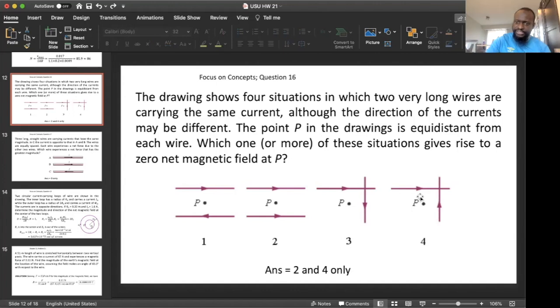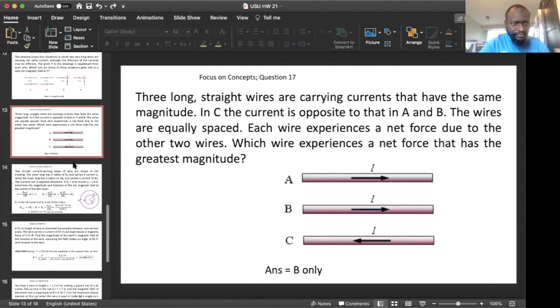So don't confuse this. Then for this one, my current goes up. At point P, I'm coming out. If P was to the right of the wire, I'd be going in at that point. So coming out and going in cancel each other. So it's 2 and 4 that have 0 net magnetic field in this case.